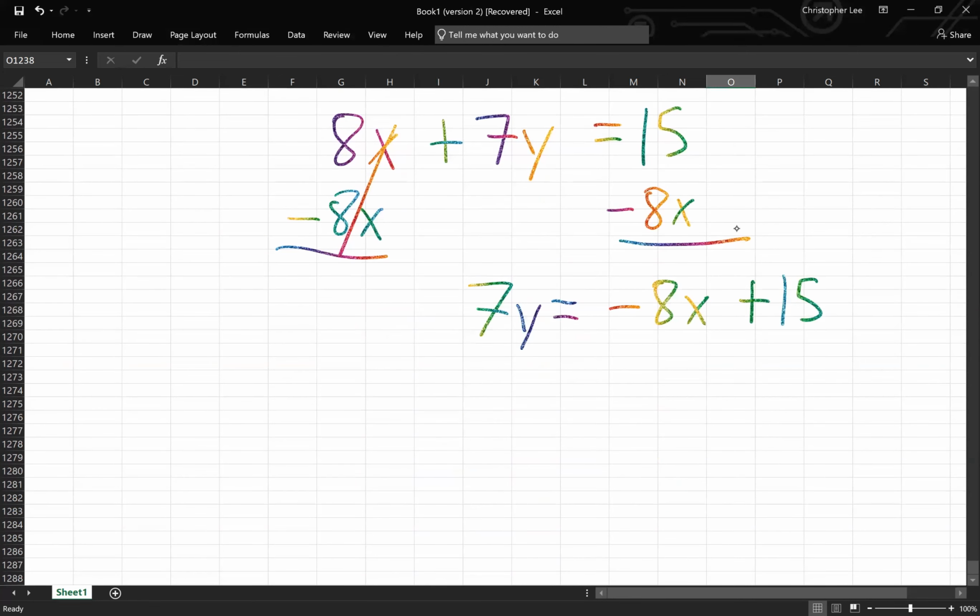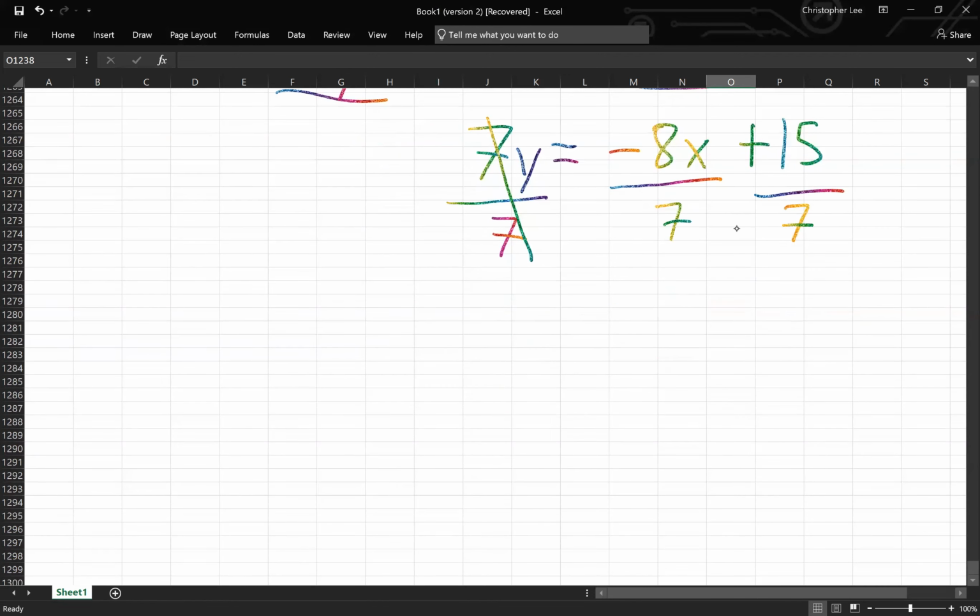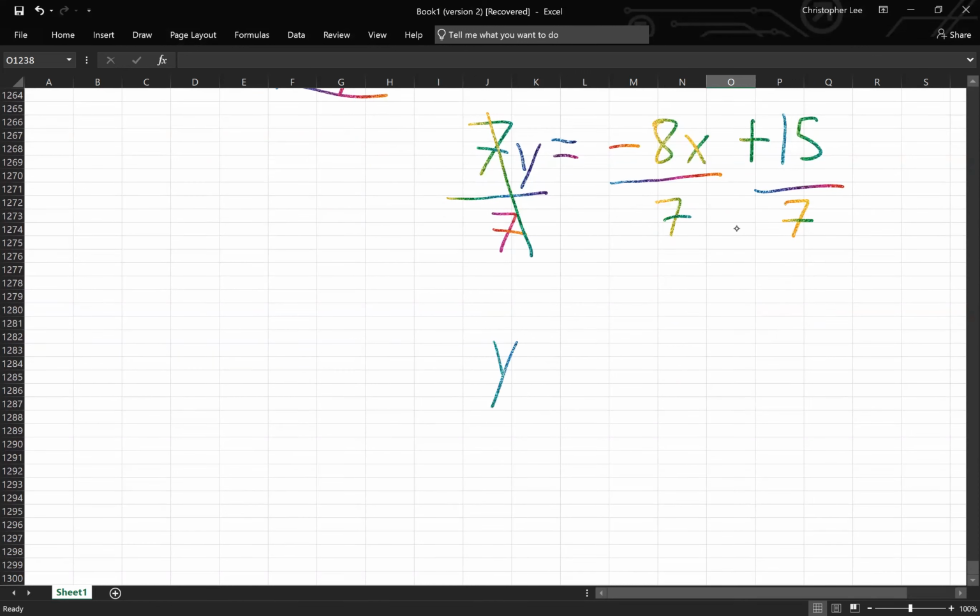And then after that, what do I do? I'm going to divide by 7 to get y by itself. Now, what I do to one side of the equation, I have to do to the other side of the equation. So I'm going to divide everything by 7. You can also just put everything on one giant line and put it under 7, but sometimes it's easier to break them up like this, to give you negative 8 over 7x plus 15 over 7.